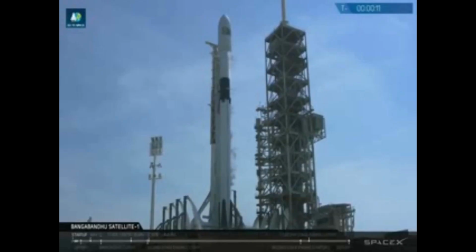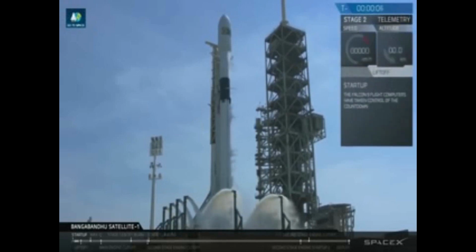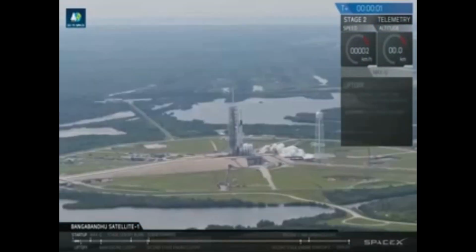Recognize applied pressures. 10, 9, 8, 7, 6, 5, 4, 3, 2, 1, 0. Ignition, liftoff.